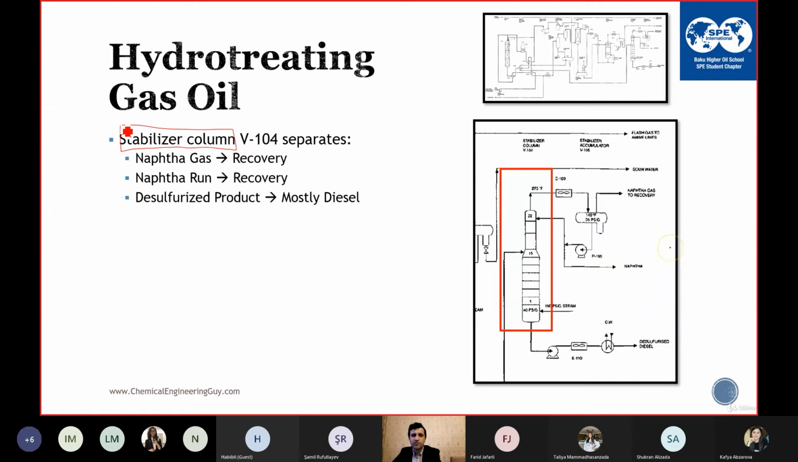After each reaction, we have the stabilizing section, and in the diesel hydrotreater, what do we do? We separate the gas, we separate the naphtha which is in the diesel, and we separate the diesel product. This is directly sent to sales. But this naphtha is still unstabilized naphtha. This naphtha is sent to the CDU, crude distillation unit, recycled back to the beginning of the process.